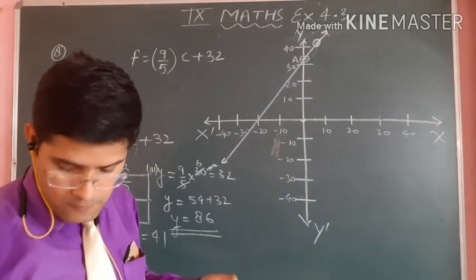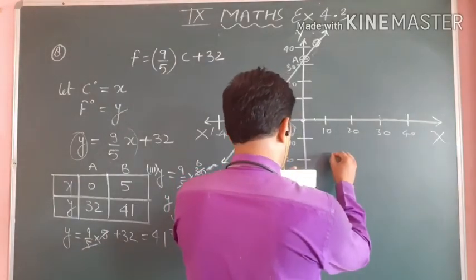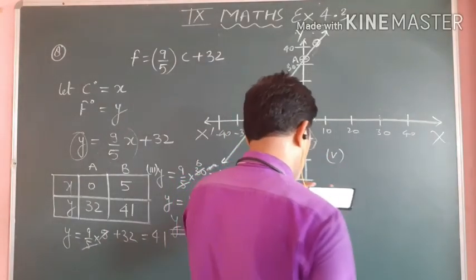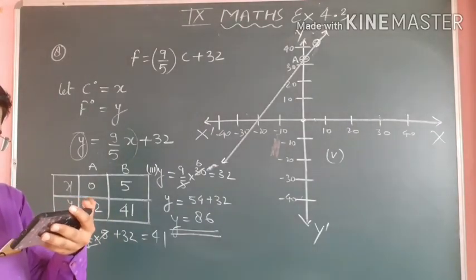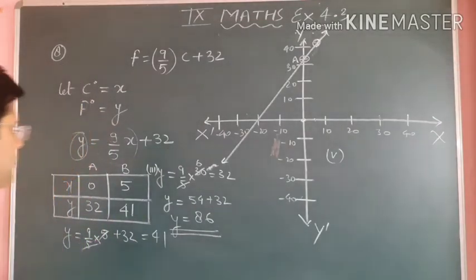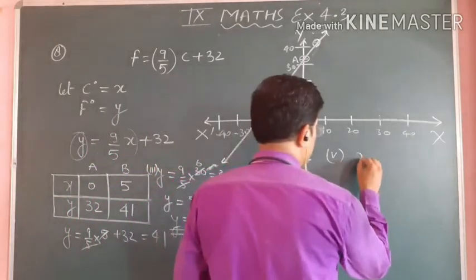But the last one, the fifth one, is an important part. Here I am going to solve the fifth for you, because this one is very different. Is there a temperature where numerically both Fahrenheit and Celsius are the same? Is there any point where both are equal? What do we do in that sum? We put x equal to y, because both are equal.